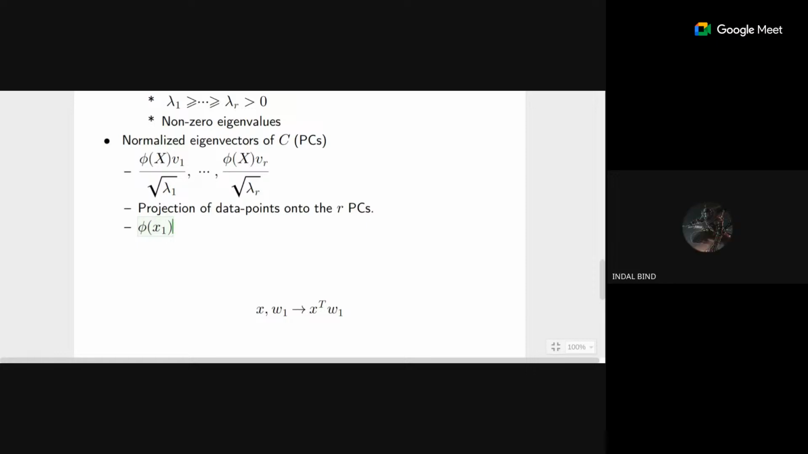It is phi of x transpose this quantity. Just transpose this. That's all. So nothing hard. It's the same thing. We are not doing anything new here. We are just taking projection. So phi of x1 transpose phi of capital X v1 by root lambda 1. There are too many symbols, that's the problem. But otherwise, we are only taking the projection of the data point x1 on the first PC.